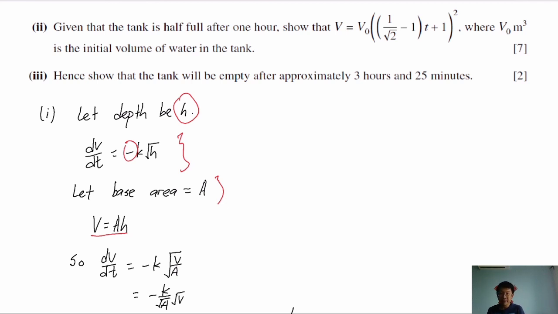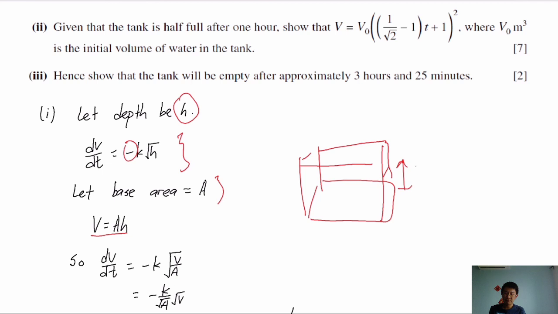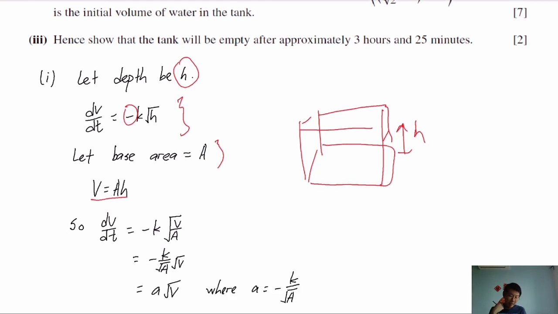Okay, it's the base area times the H, because for this tank we have the base area fixed. So only the height, which is the depth here, will change with respect to time, but the base area will never change. So from there, we can have A as a constant here. A is basically a constant.